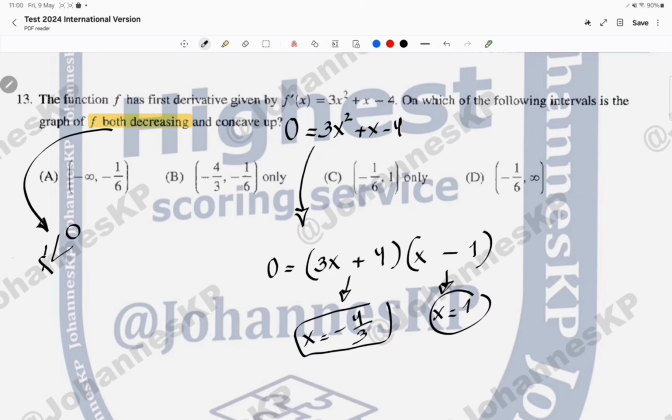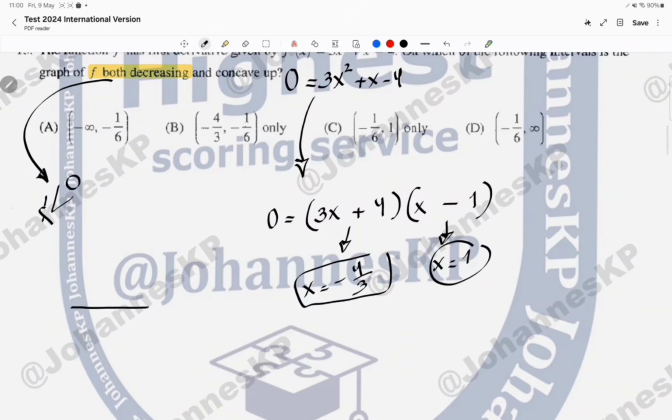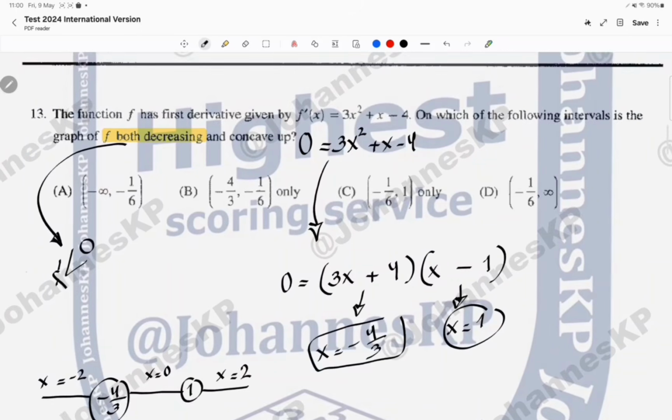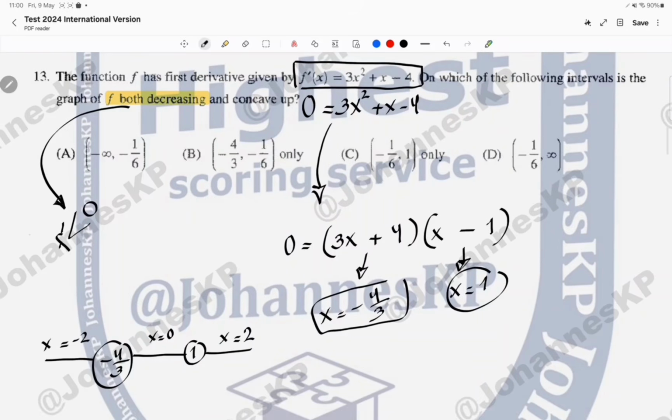We can now use them to assess if the f prime is negative or positive to know if it's decreasing or not. So now we're going to say, here we have minus 4 over 3, and here we have a 1, x minus 2, x of 0, x of 2. Where do you plug these points? We plug them in the f prime, essentially. Actually, let's just plug in minus 10. I think it's easier.